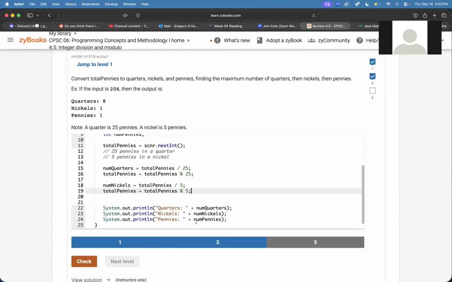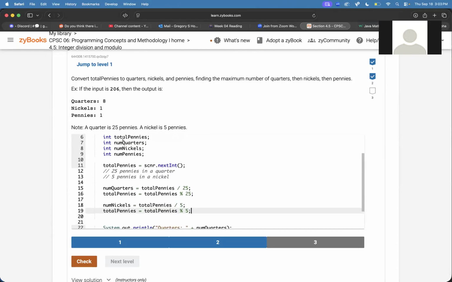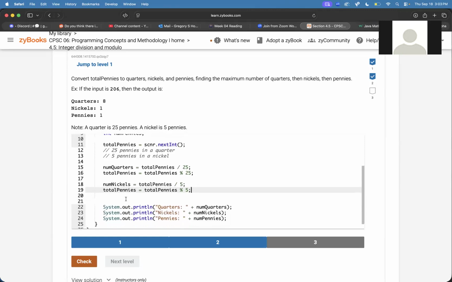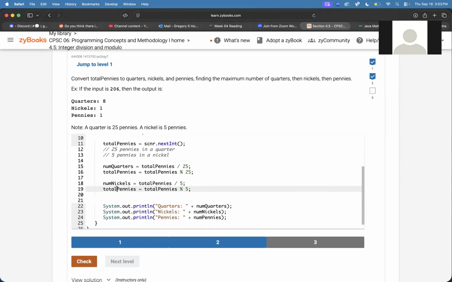But down here, when they're printing it out, I see they've got another variable for pennies called num pennies. There was total pennies, but then there was also num pennies. So just to make sure the right number gets printed out at the end, I'm going to change this total here to num. We'll put it in that variable. And that's it.